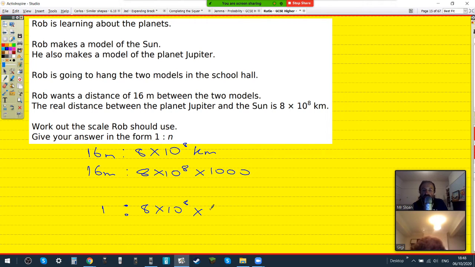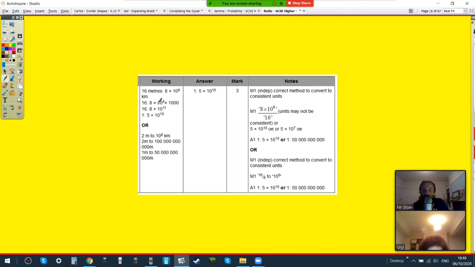So that would be 16 meters. We want it is to 1 meter. 1 meter. Yeah. No, we should divide it by 16. Yes. That's it. 5 times 10 to the power of 10. Oh, I'm taking your word for that one. 5 times 10 to the 10.